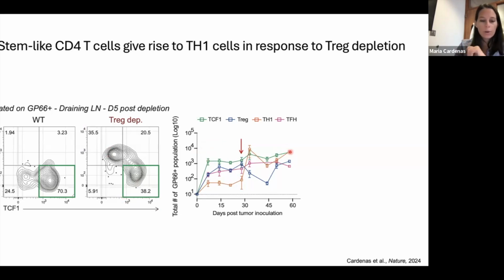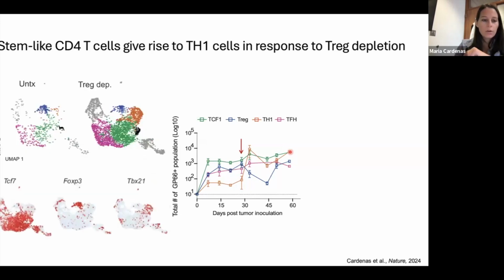To get a little bit more about the changes that are occurring right after Treg depletion, we did single-cell RNA-seq within both untreated and Treg depleted mice. So you can tell there is the stem-like population here in green, some TFHs similar to what we saw by flow, Tregs, and then this orange cluster, which is what I really want you to focus on, is that Th1 population that is arising pretty much exclusively in that Treg depleting condition.